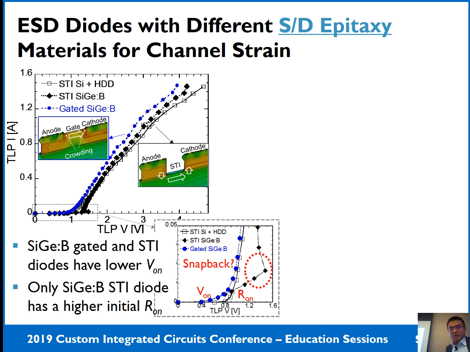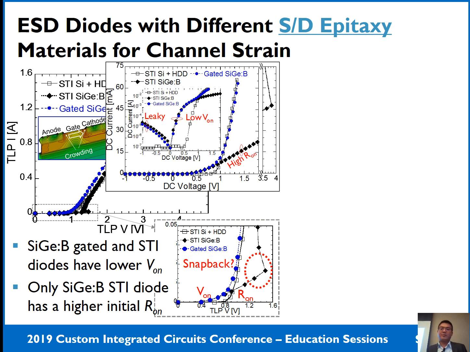Then a more interesting thing observed in the silicon germanium STI diode. They will show the initial higher R-on, and then it just jumps back. It looks like a snapback, but the snapback should not happen in the forward ESD diode, right? So that's why we also confirmed it by the DC measurement result. First, the DC measurement result also showed the silicon germanium gated and the STI diode have a low turn-on voltage. And only in the silicon germanium STI diode, we see this initial higher on-resistance.